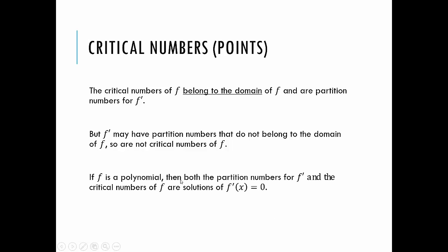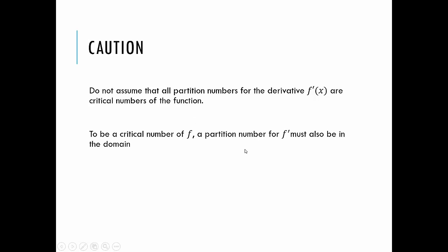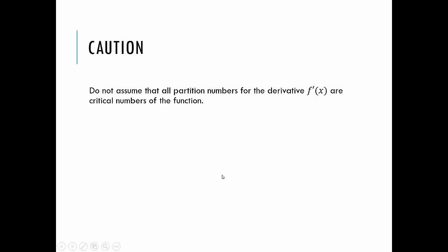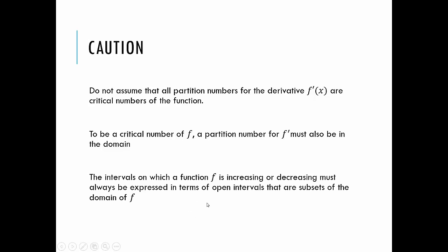If f is a polynomial, because we know polynomials are continuous, then both the partition numbers for the derivative and the critical numbers of our function are solutions to our derivative equals 0. Do not assume that all partition numbers for the derivative are critical numbers of the function, because to be a critical number, f prime, the derivative, must also be in the domain. And that's the example we just had.